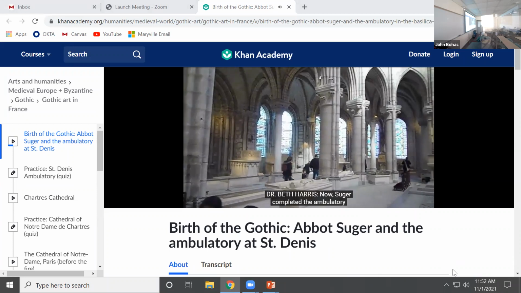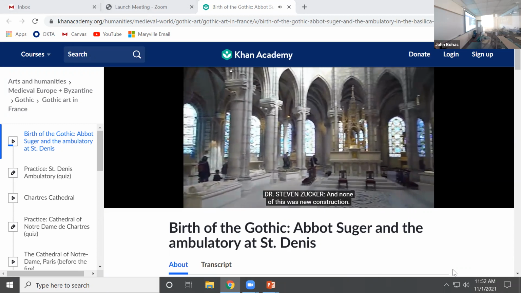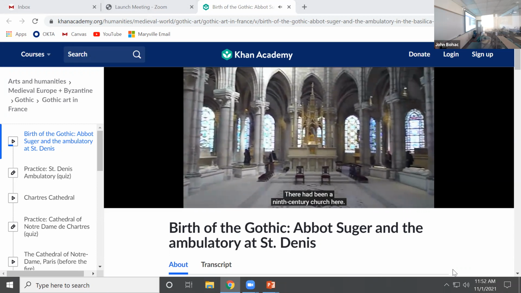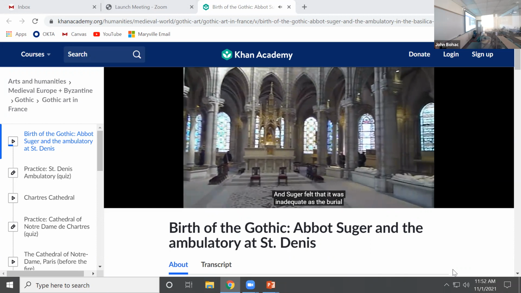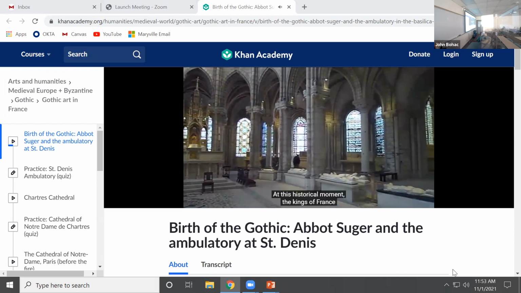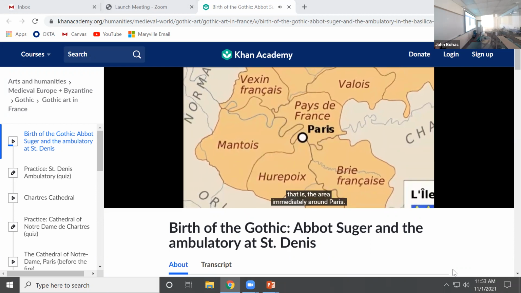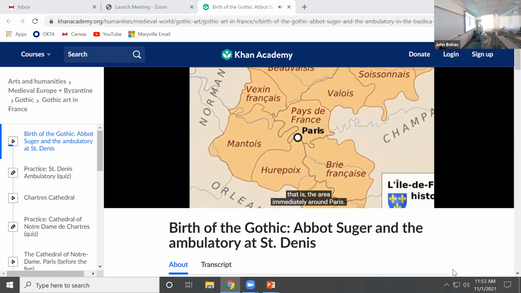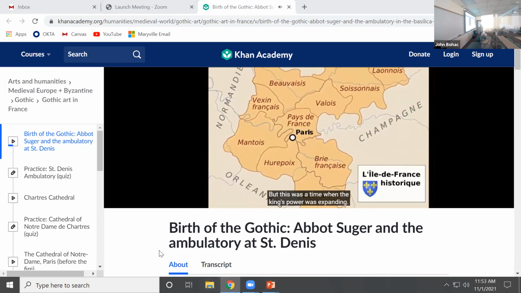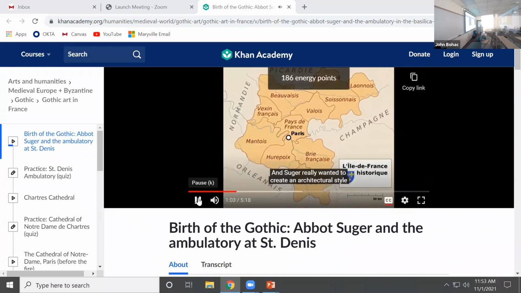Now, Suger completed the ambulatory and also the facade of the church. And none of this was new construction. There had been a Carolingian church here, and Suger felt that it was inadequate as the burial place of the kings. At this historical moment, the kings of France only really controlled the Ile-de-France, the area immediately around Paris. But this was a time when the king's power was expanding, and Suger really wanted to create an architectural style that would express the growing power of the monarch.